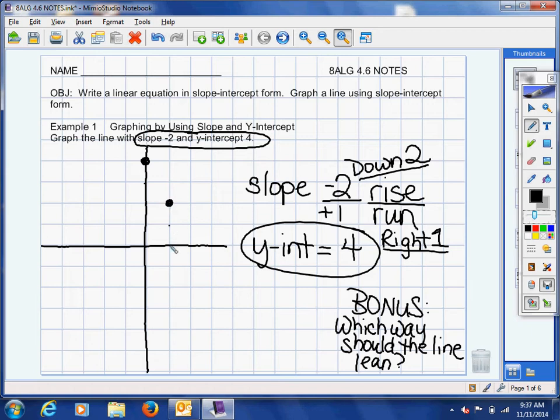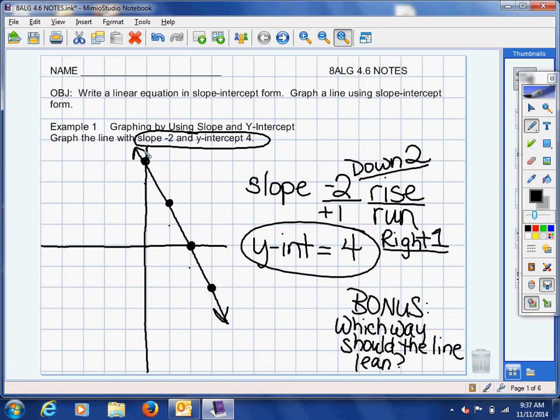Down 2, right 1, mark the point. I'm just trying to show you a pattern. I'm doing a lot more points than are needed, but I want you to see the pattern. We're going to form a straight line, and we're going to connect all of our dots, and there you go.